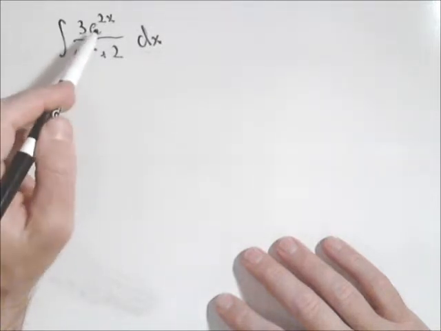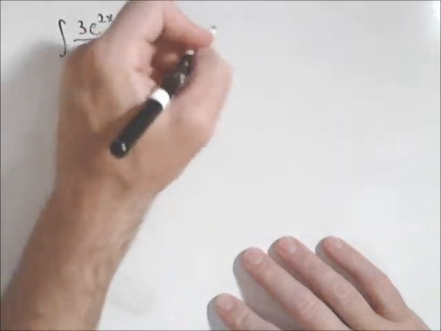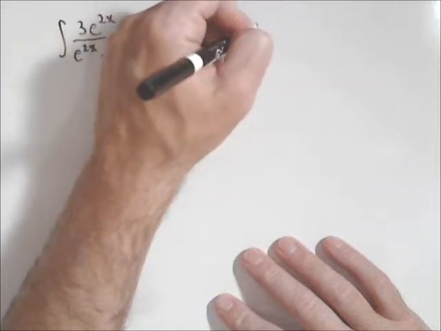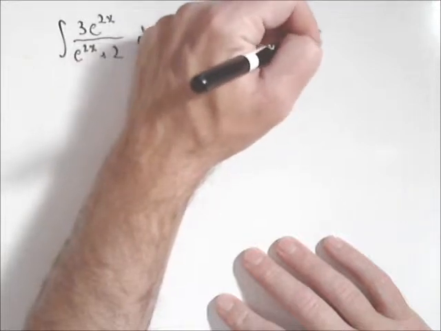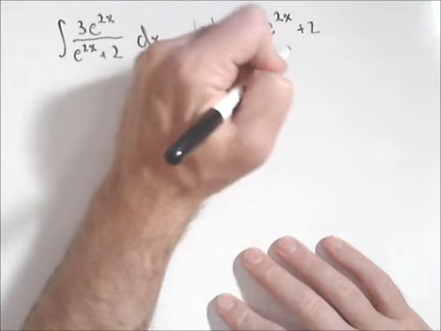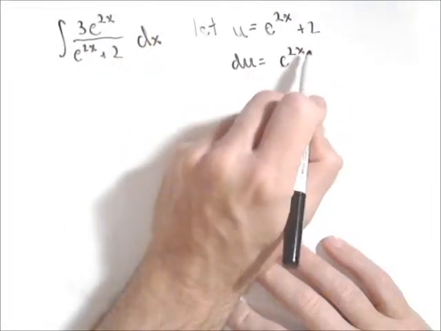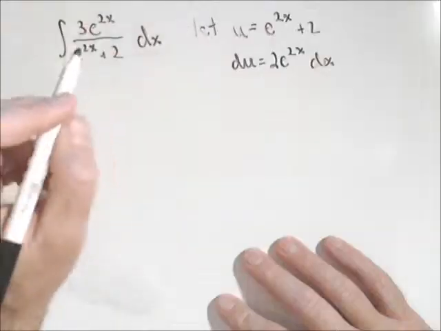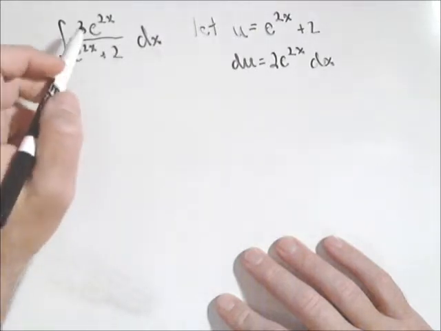So I don't want to pick the top, I would rather pick the bottom because I have this plus 2 also down there that I'd like to get rid of. So I'm going to let u equal that denominator, e to the 2x plus 2, and then my du, by chain rule, is e to the 2x times the derivative of the exponent, so don't forget your chain rule, times 2 dx. I am really close to having that in there.